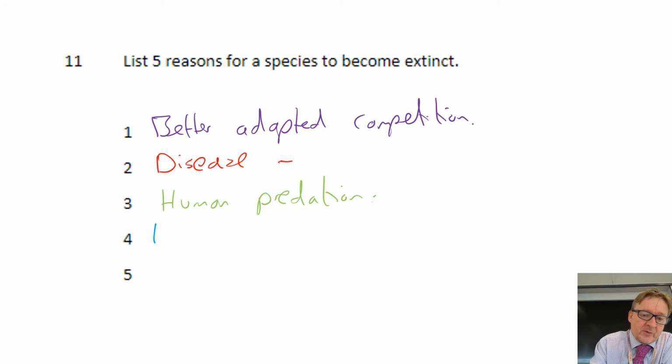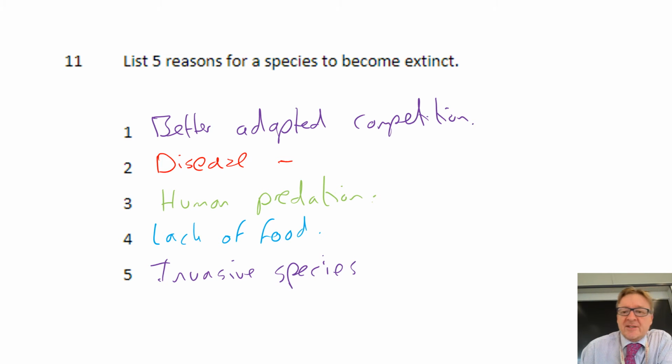The fourth one is lack of food. If there is not the right type of food in a certain area, a species could become extinct. We've also got invasive species. That is where a species that isn't naturally somewhere manages to make its way in. Again, like rats in Australia, it's an invasive species, and it eats lots and lots of the food that the native animals would want to be eating.